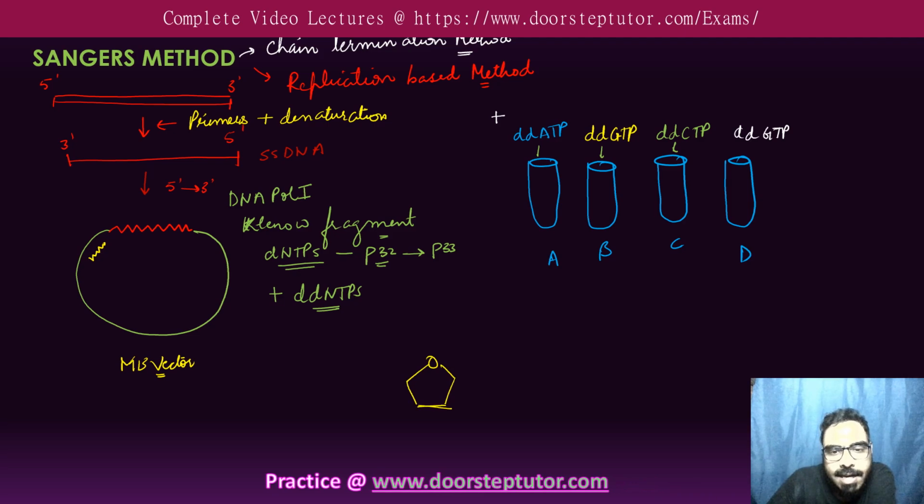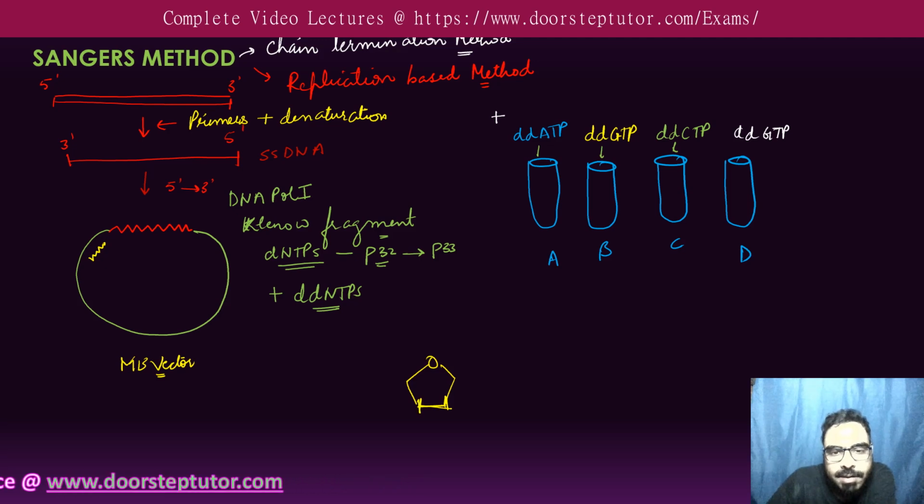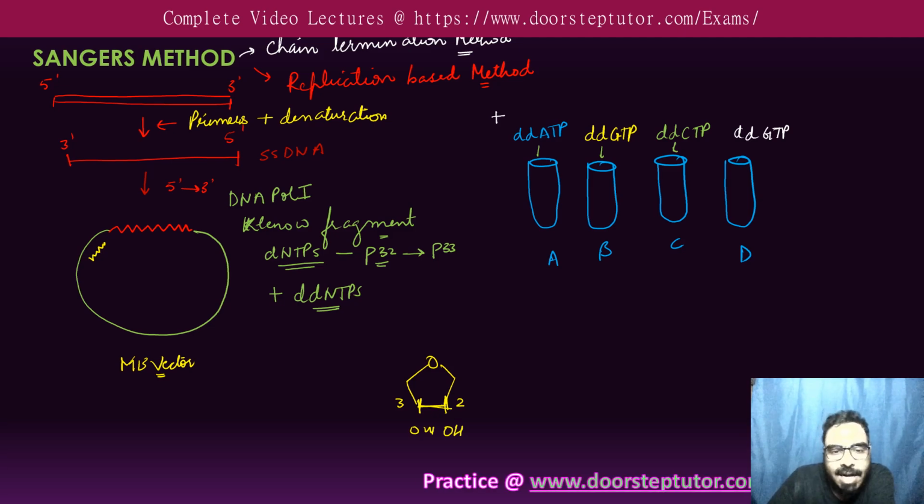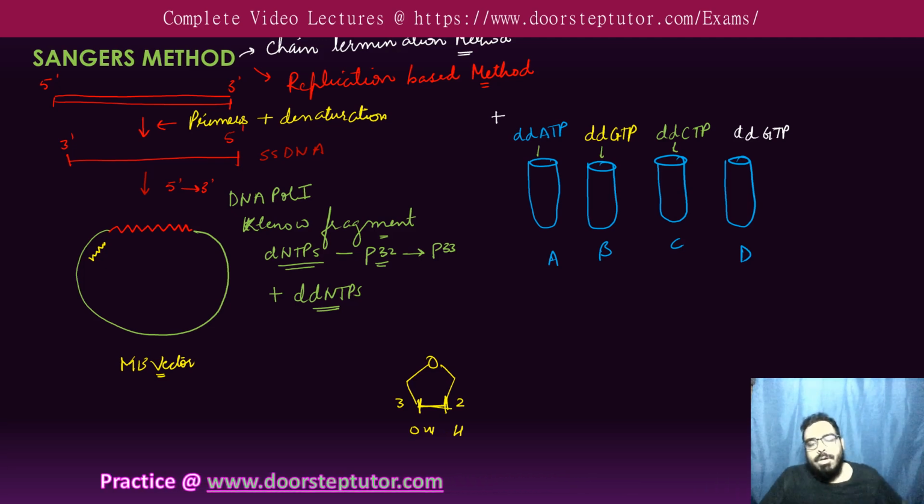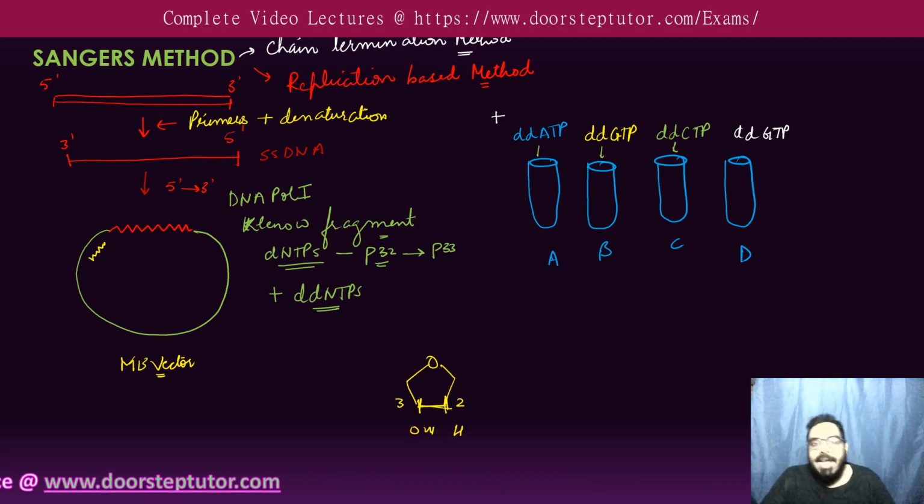DNA and RNA have one important difference. This is your 2 prime, this is your 3 prime. Both DNA and RNA have a little difference. RNA has OH on both sides, and DNA has 2 prime deoxy, that means instead of OH it only has H. DNA. And RNA has OH on both sides.